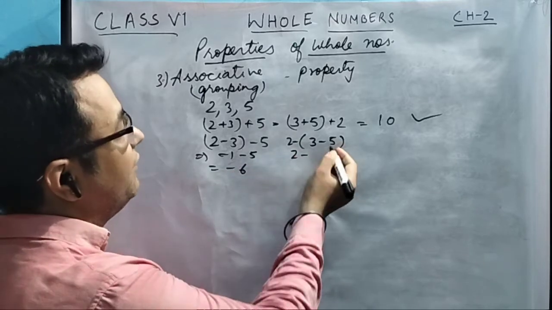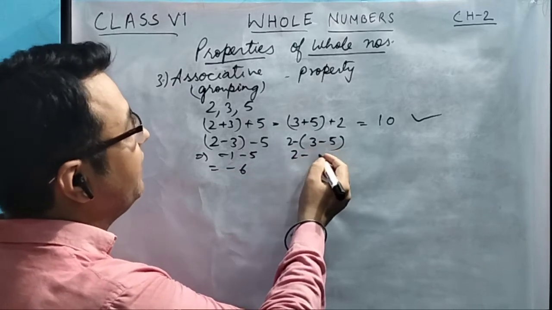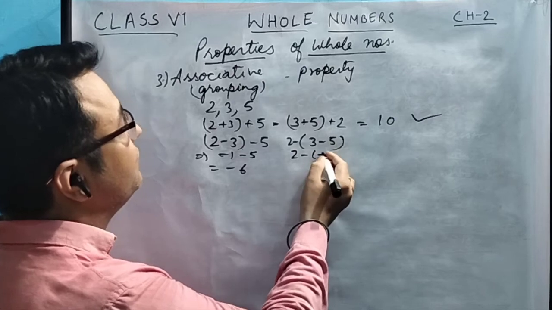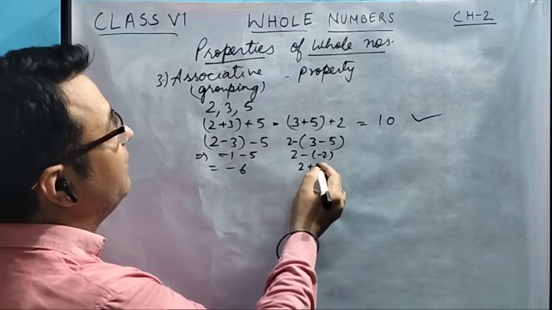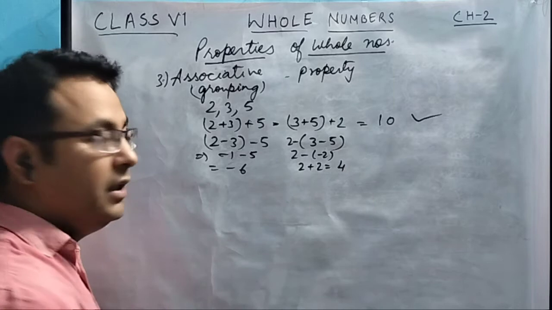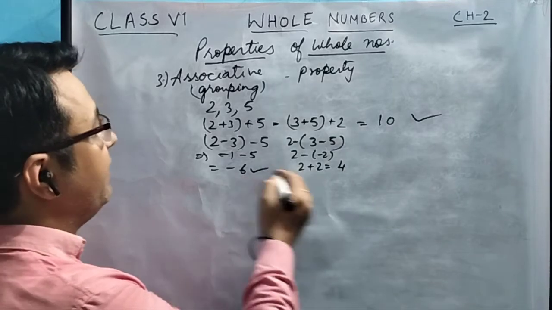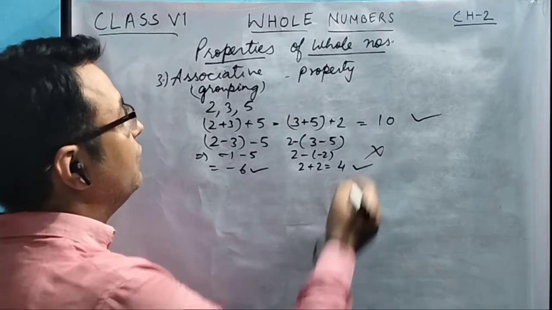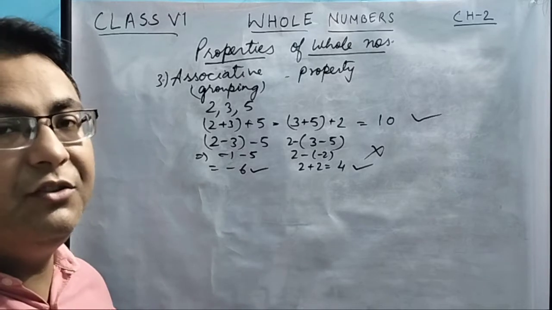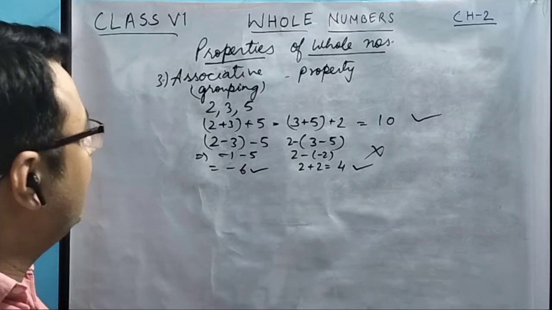Here first we will solve this bracket. So 3 minus 5 is minus 2, and minus 2 minus 2 will become minus 2 plus minus 2. Answer will be minus 4. So it is not same. Result is minus 6 here, and here the result is 4. So the associative property does not hold good for subtraction of whole numbers.